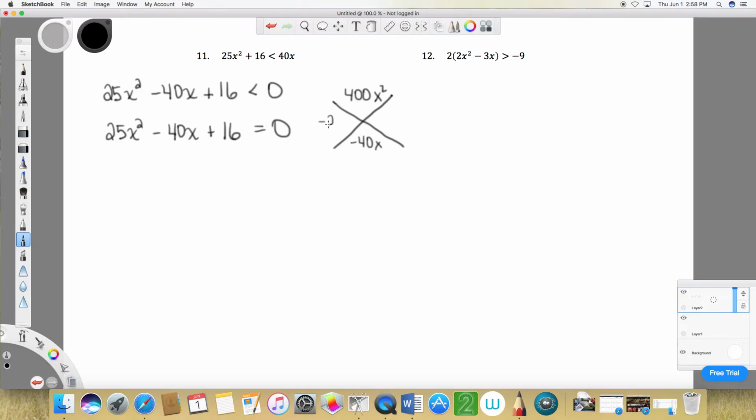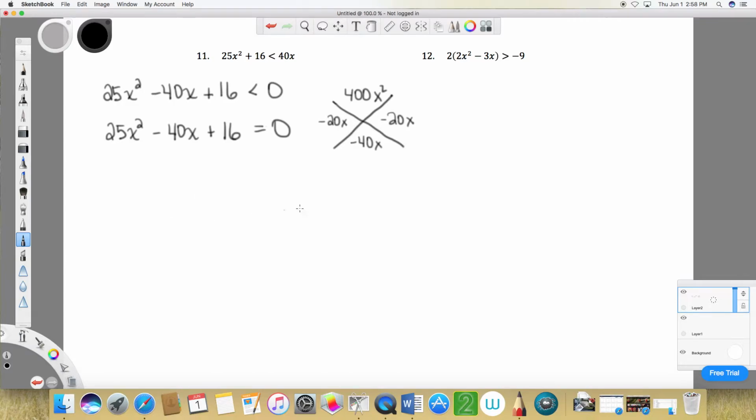But I believe that negative 20x times negative 20x will do the trick. Negative times negative is positive. 20 times 20 is 400, and these add together to give me the negative 40x. So this I can see easily factors into a perfect square.